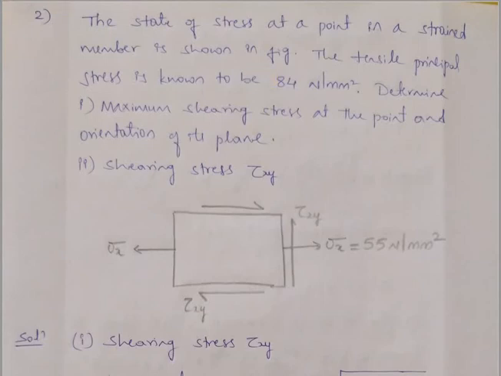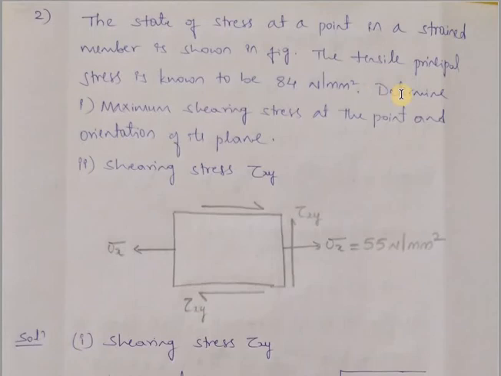So here in this problem they have given the intensity of the tensile principal stress, that is sigma 1, okay, not sigma x. Sigma x is the stress on the element in the x direction, and here in this problem they are giving us the data of principal stress, tensile principal stress. So that is sigma 1 is 84 Newton per mm square.